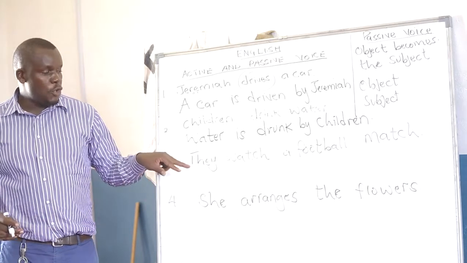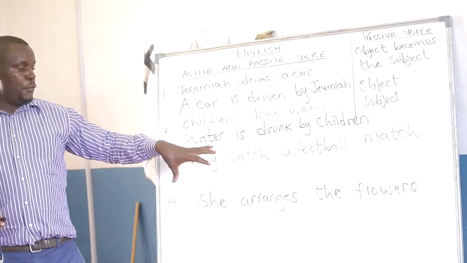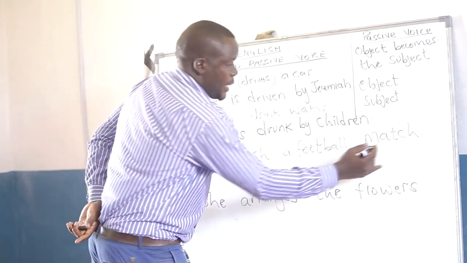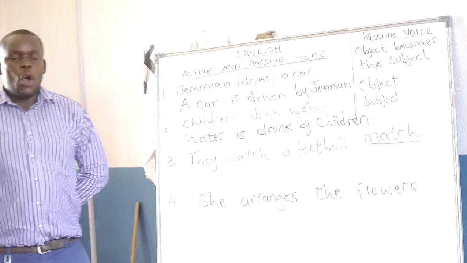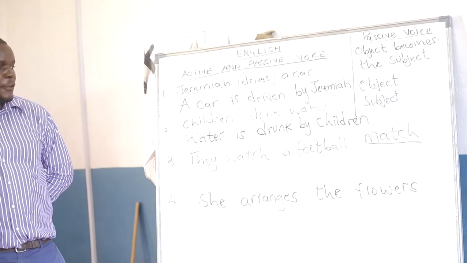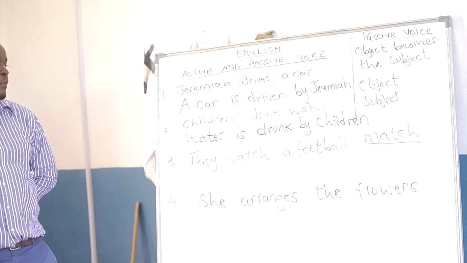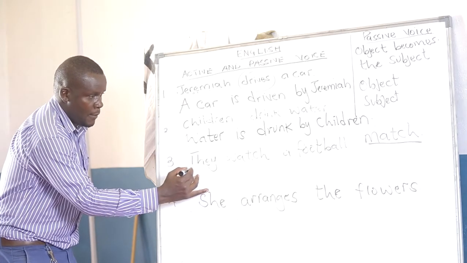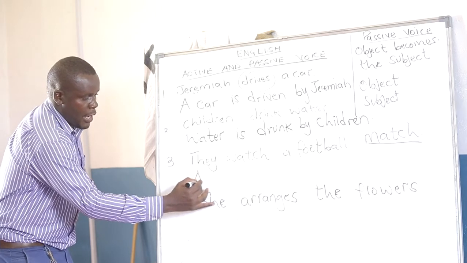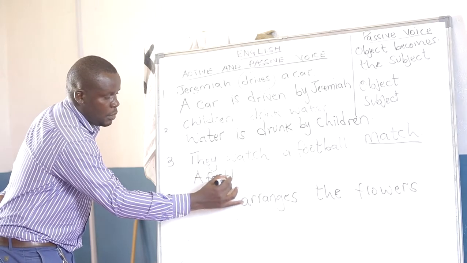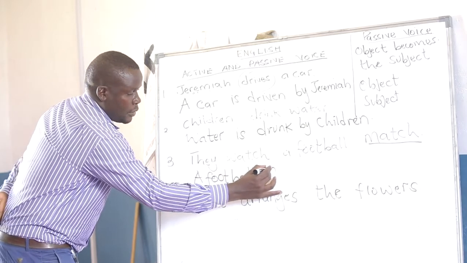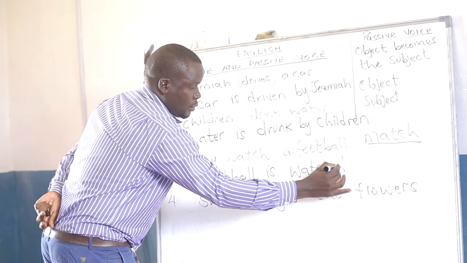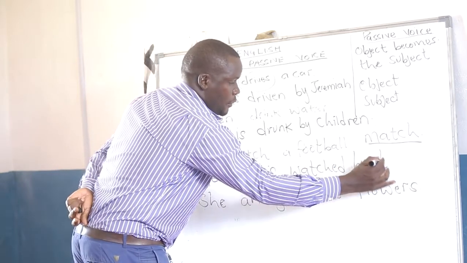Then the third sentence is, pupils, they watch a football match. Our object is match, and therefore, as we want to change this sentence from active to passive, we shall start by saying a football match is watched by them.